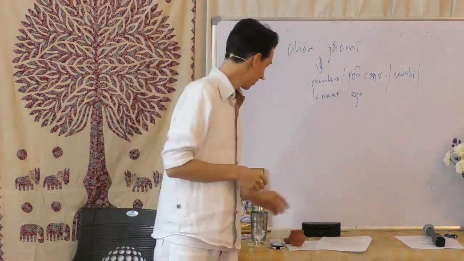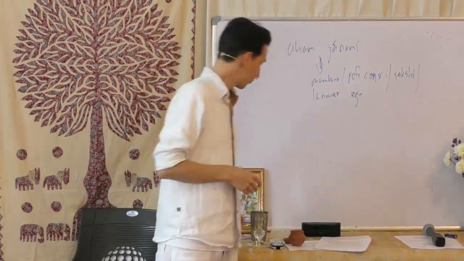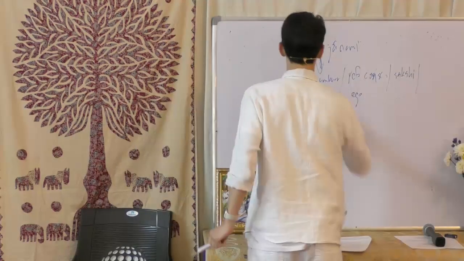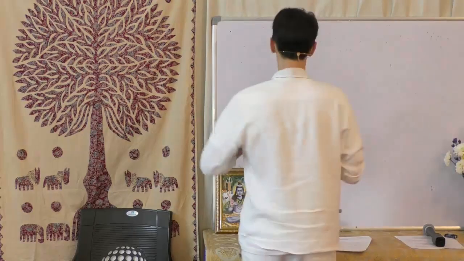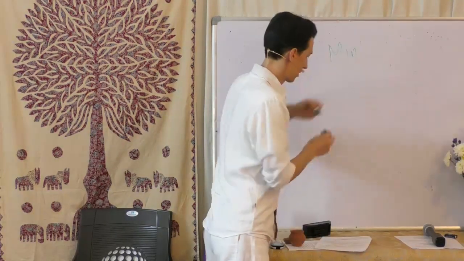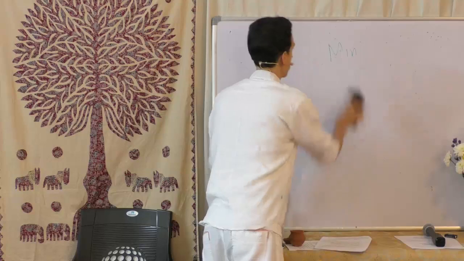So, again, for any knowledge to take place, a vritti has to happen in the mind. So a mind, green is not very visible.